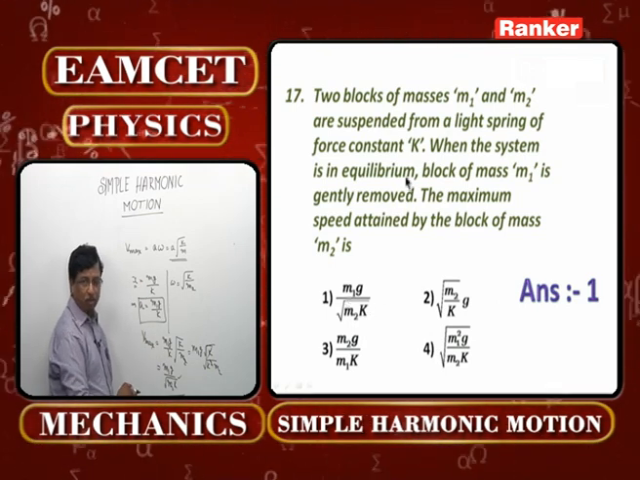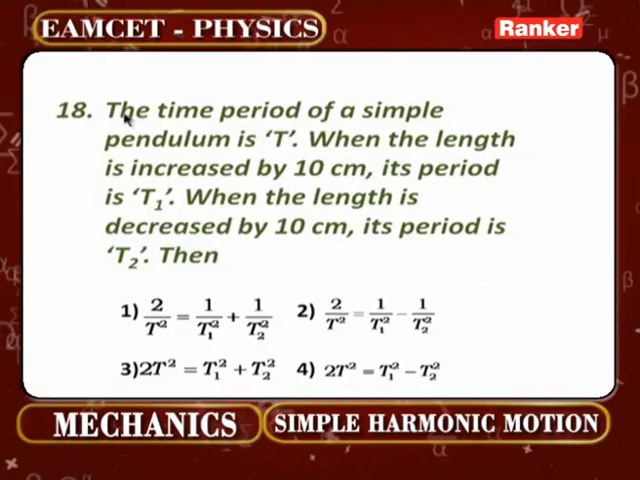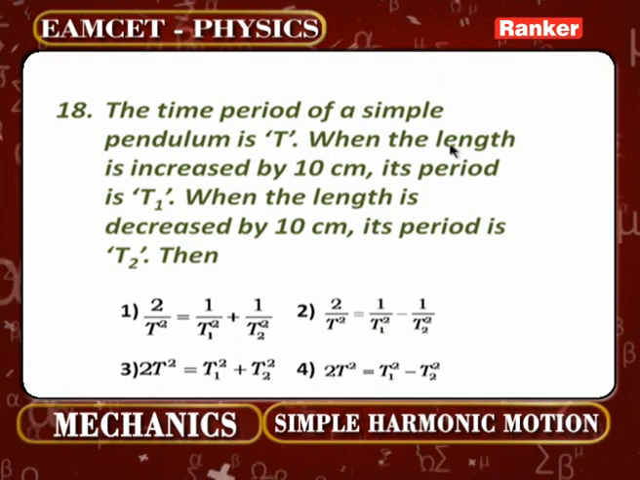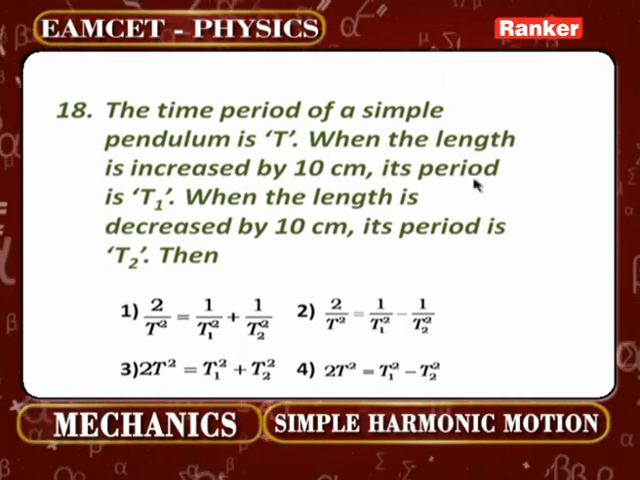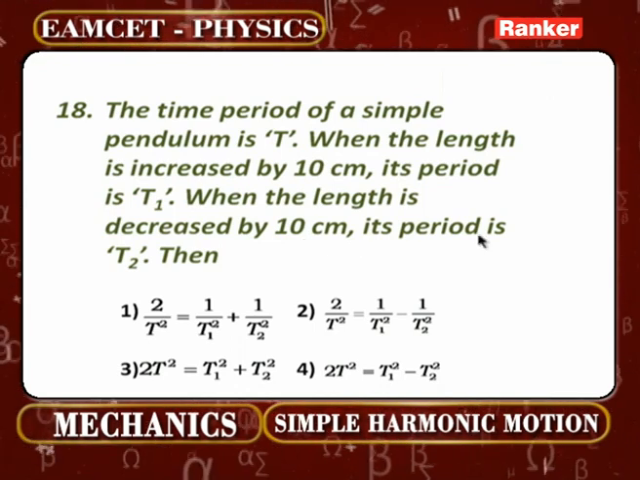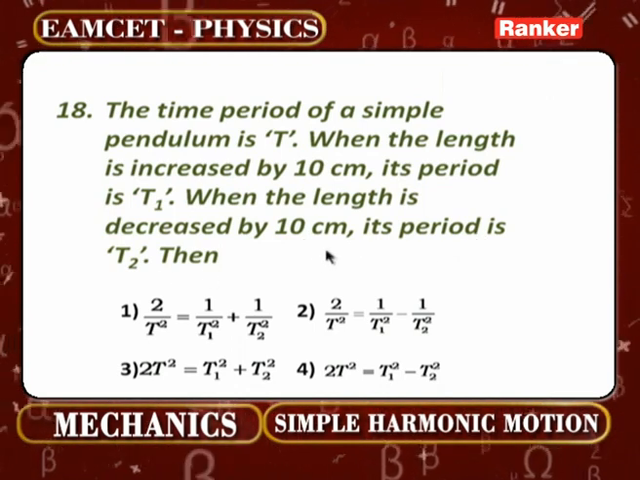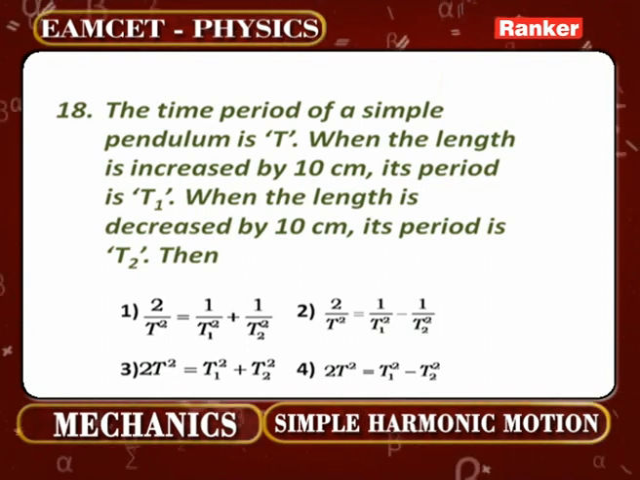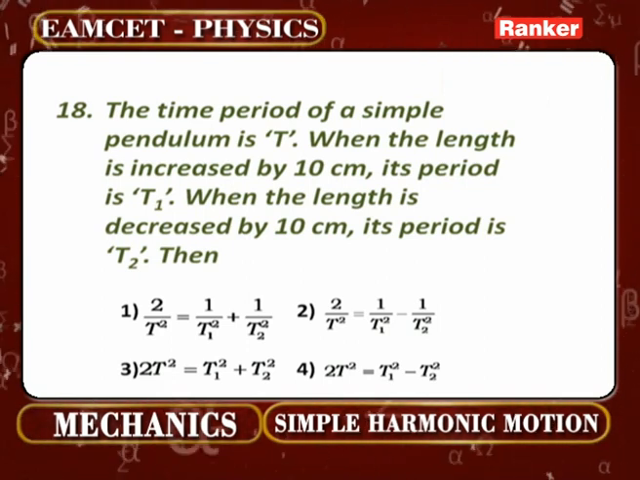Look at the next problem, that is problem number 18. The time period of a simple pendulum is T. When the length is increased by 10 centimeter, its period is T1. When the length is decreased by 10 centimeter, its period is T2. Then in what way are the three time periods related? That is the question that is asked.